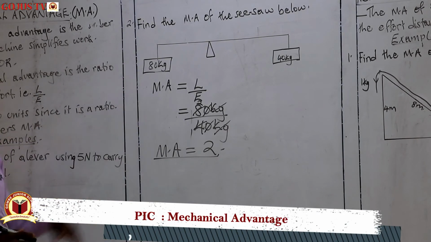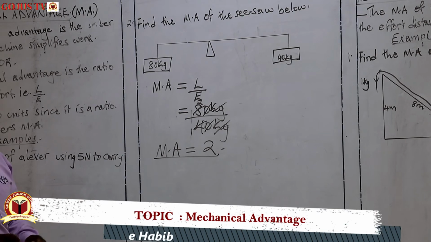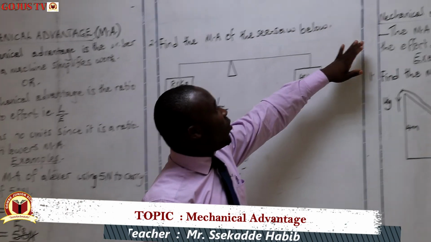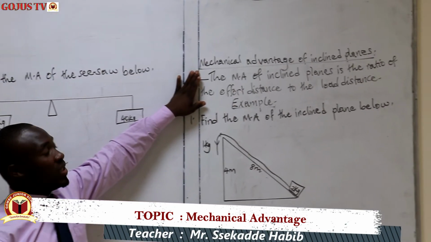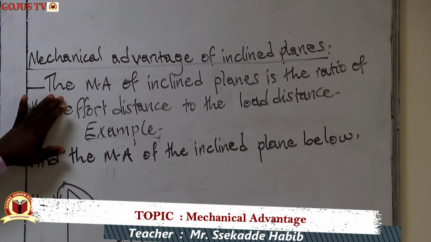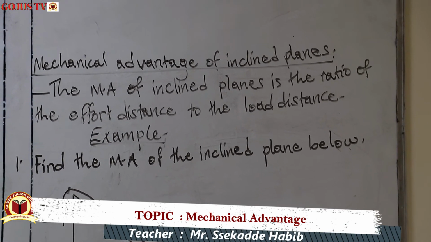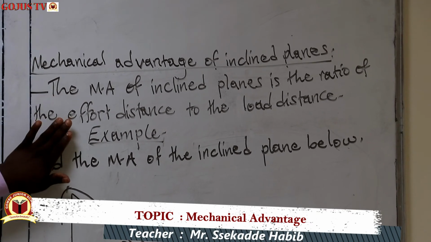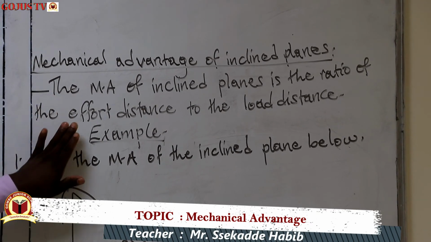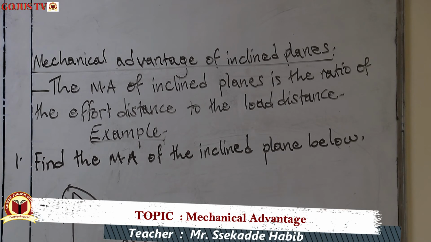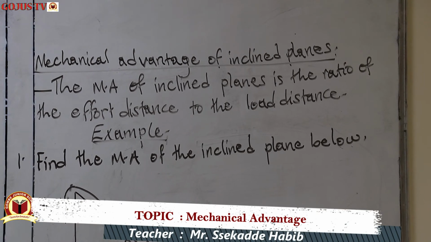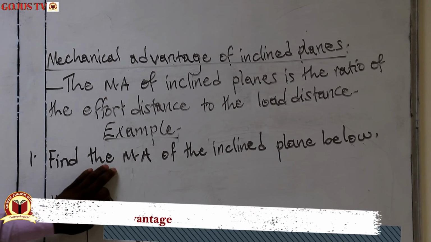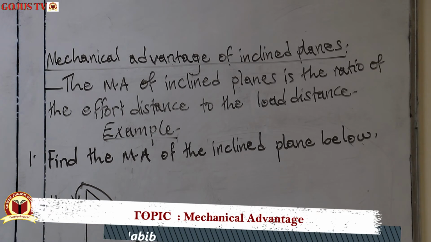Now, in all other machines, this is how we work out the mechanical advantage. But then it becomes very different when we come to inclined planes. We shall find that the way we find the mechanical advantage is quite different. For example, here you can see that the mechanical advantage of an inclined plane is the ratio of the effort distance to the load distance. In other words, we shall say, for example, given this question, find the mechanical advantage of the inclined plane below.